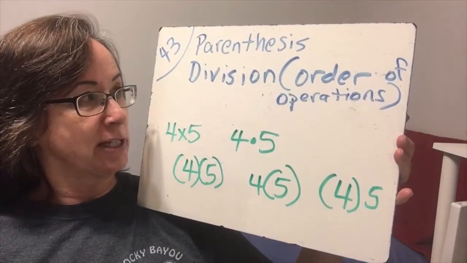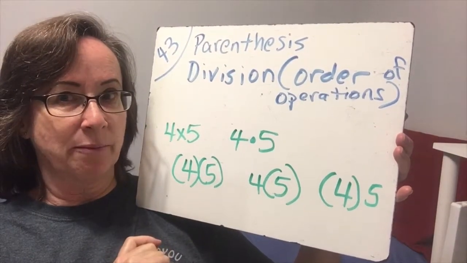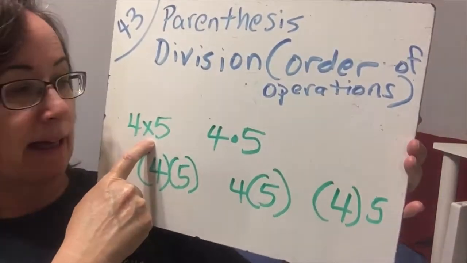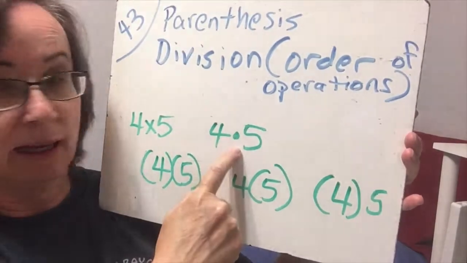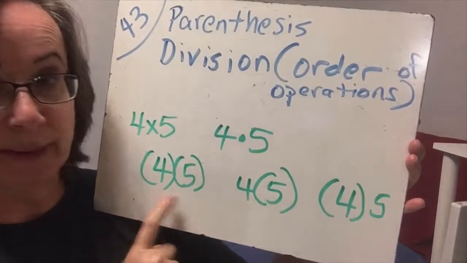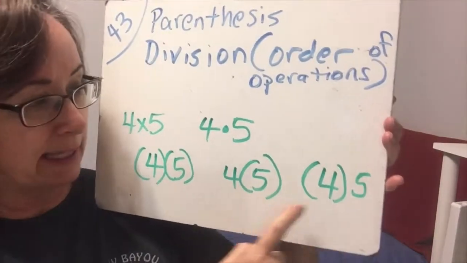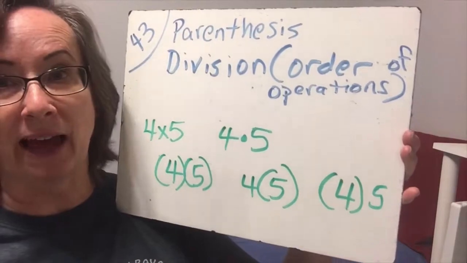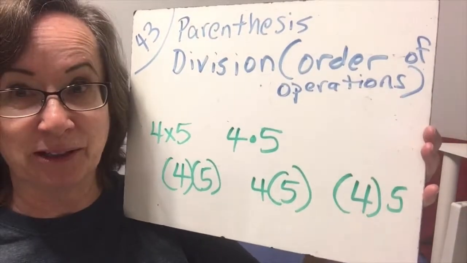And the very first thing we're going to learn about is some different ways to write multiplication. We can write multiplication with the X sign. We can write multiplication with the dot. We can write multiplication using parentheses, or just one set of parentheses, or one set of parentheses in the front. All of these are valid ways to say 4 times 5, and they all equal 20.